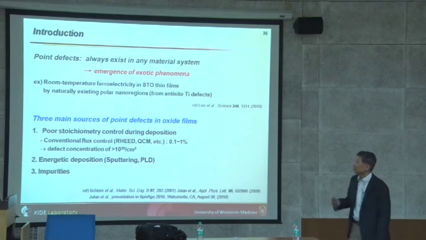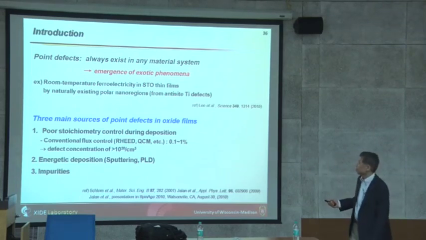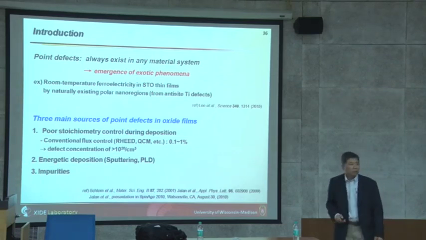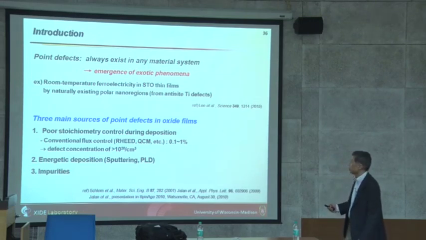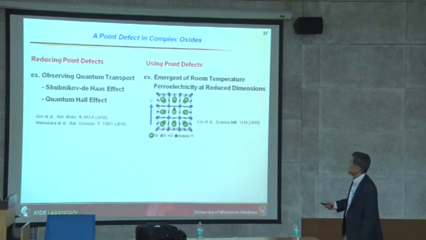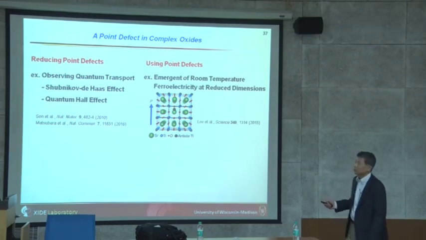So point defects always exist in any material system. And emergent exotic phenomena, as I showed you, like room temperature ferroelectricity and nanopolar regions, are what we talked about in the first part. But point defects can have multiple origins: stoichiometric control, energetic deposition, where a lot of energetic particles are hitting, or some impurities. Here I'm going to address stoichiometric control to avoid anti-site disorder, which is the main defect. This reduces the defects, and it is very important for quantum transport, especially in measurements where you need extremely high mobility of material, such as the quantum Hall effect.